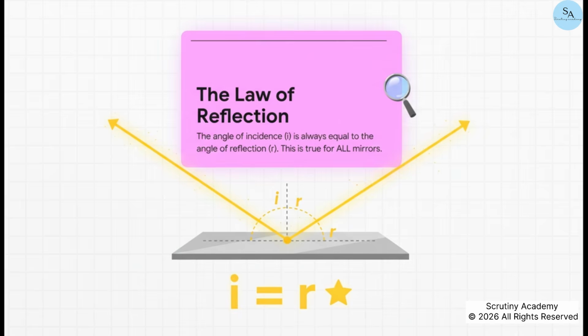And here it is, the law of reflection. It sounds fancy, but it's so easy. It just says that the angle light hits a mirror is always equal to the angle it bounces off. That's it. The incoming angle equals the outgoing angle. Remember that because it's the foundation for literally everything else we're going to talk about.